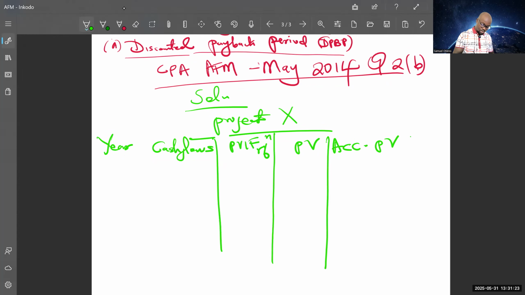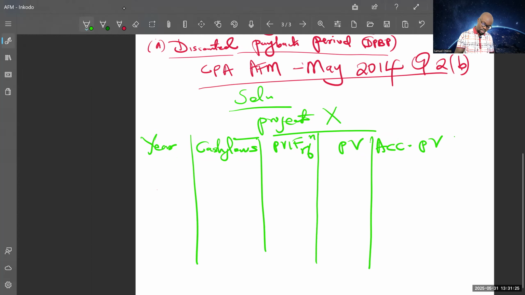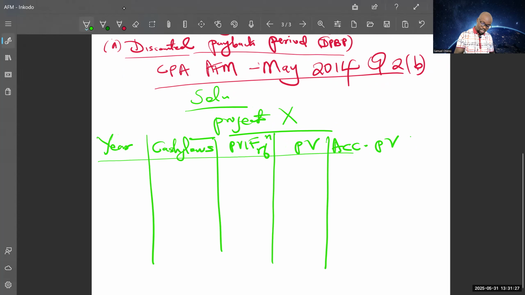Very, very good. This is just a very, very simple table like that. You write year one, year two, three, four, five, and year number six. There are 6 years there.